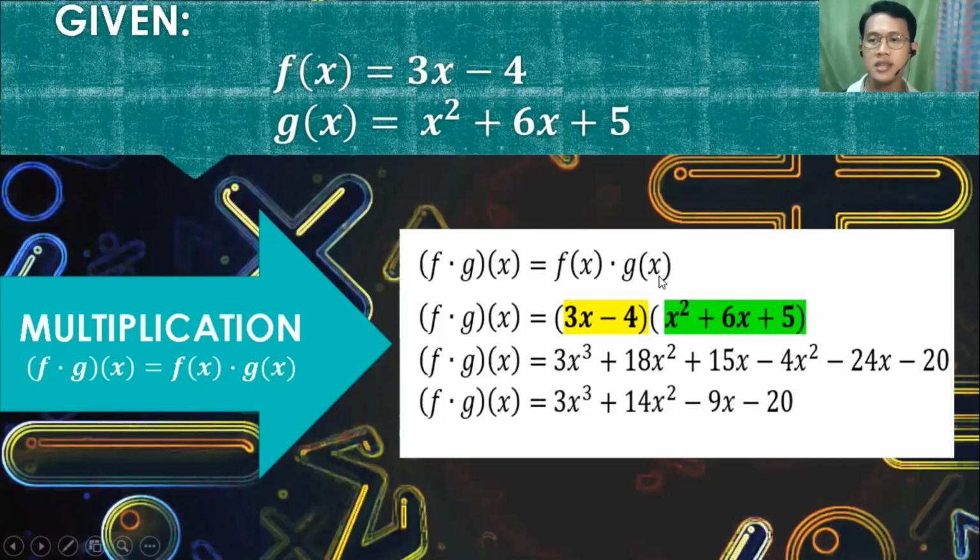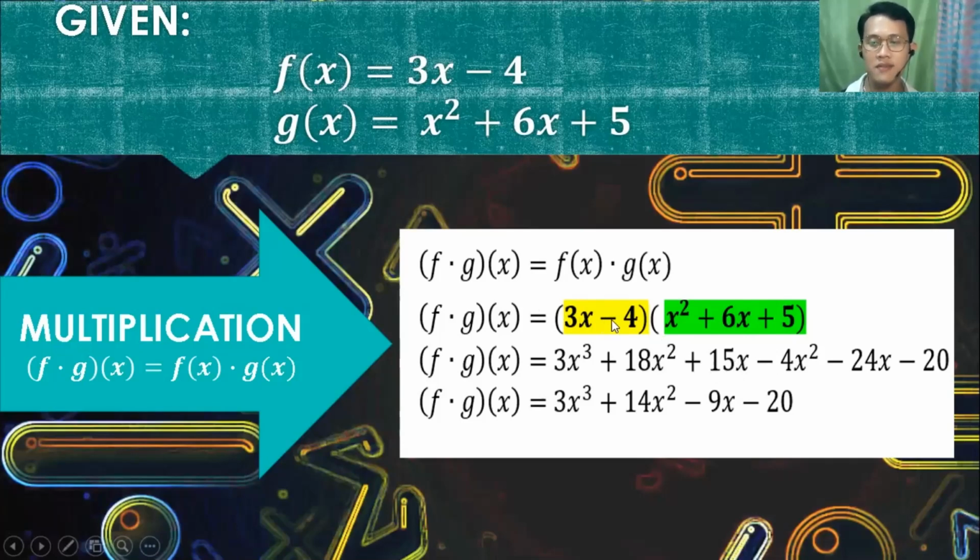You need to start first with 3x. 3x times x squared, that is 3x cubed. 3x times 6x, that is 18x squared, because 3 times 6 is 18, and x times x is x squared. Next, 3x times 5, that is 15x, because 3 times 5 is 15, and copy the x.